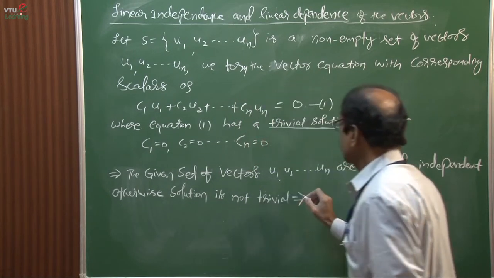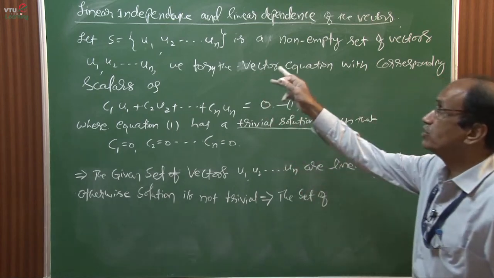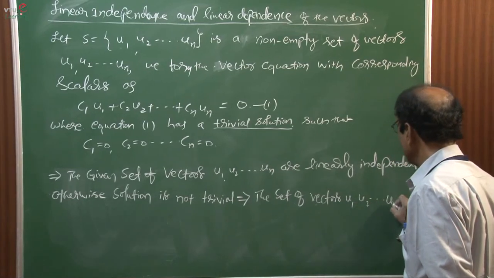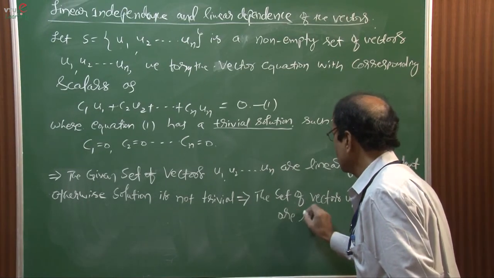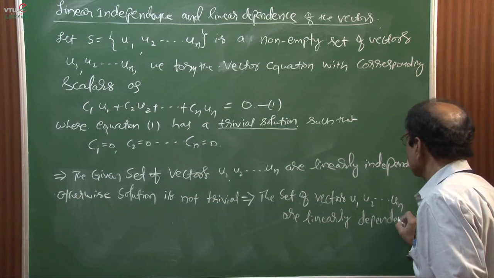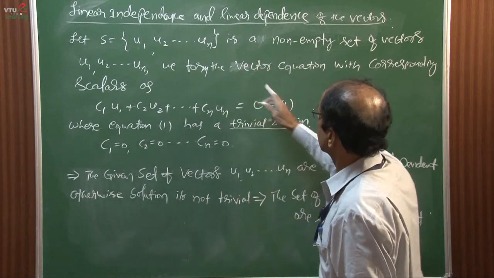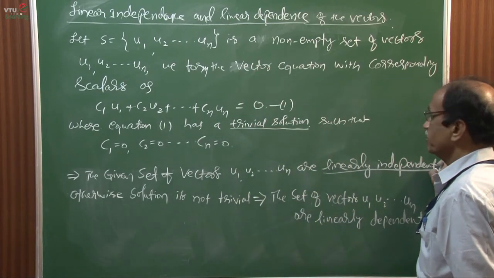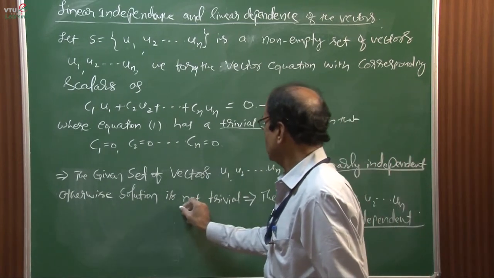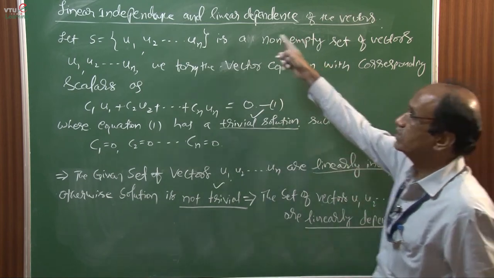Not trivial means that the set of vectors u1, u2, u3 up to un are linearly dependent. This is the basic meaning of linearly independent and linearly dependent. This is the case of linearly independent, and this is the case of linearly dependent. That means a trivial solution, but not a trivial solution. For this condition and for this condition respectively, you define these two words.